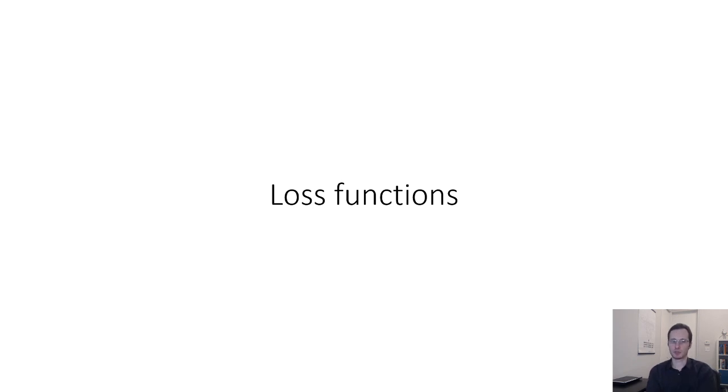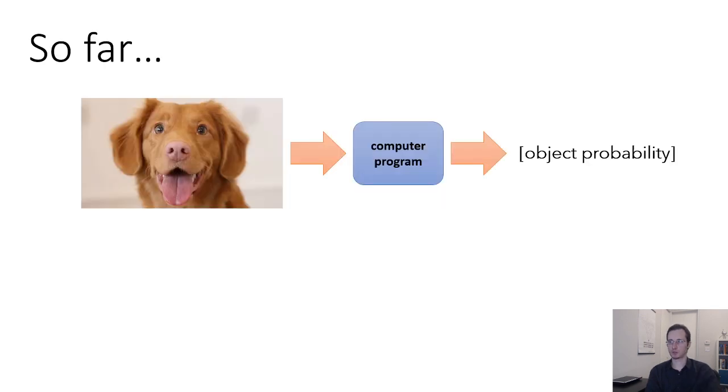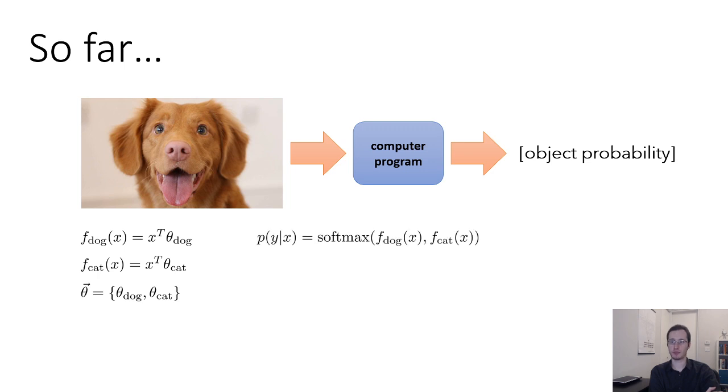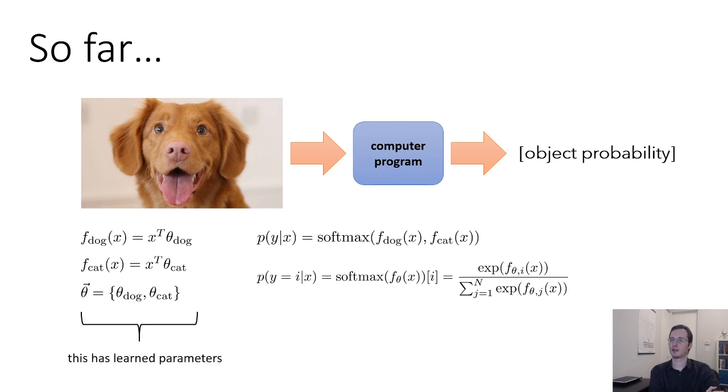All right, so in the next portion of today's lecture, we're going to talk about loss functions. So far, we have our picture of a computer program that maps our inputs to our outputs, and we've decided that our outputs should be probabilities, and we're going to use the softmax to produce those probabilities. So our function has learned parameters.